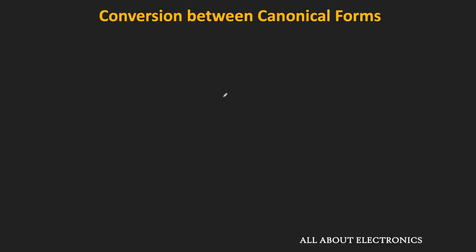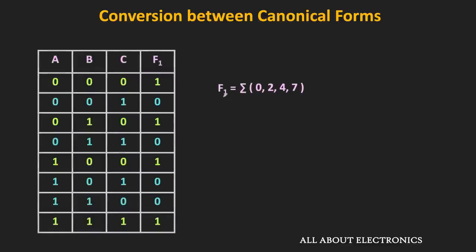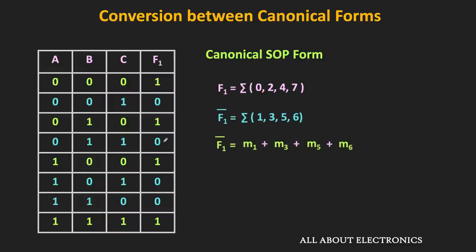So let's say we have been given this function f1 and it is in the canonical SOP form, and as you can see, it is the function of 3 variables. Now if we take the complement of this f1, then it contains all the min terms for which this function f1 is equal to 0, right? That is equal to 1, 3, 5 and 6. Or we can write it as m1 plus m3 plus m5 plus m6.